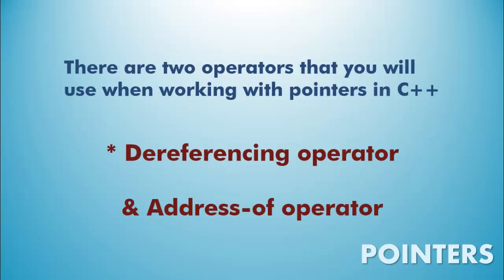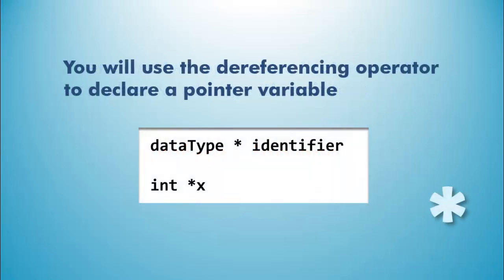There are two operators that we need to introduce right off the bat. The asterisk is known as the dereferencing operator, and the ampersand is the address-of operator. They do two different things, but they work in concert in order to allow you access to memory. The dereferencing operator is what you will use when you are declaring a pointer variable. So you'll see in the syntax layout we have data type, asterisk, identifier.